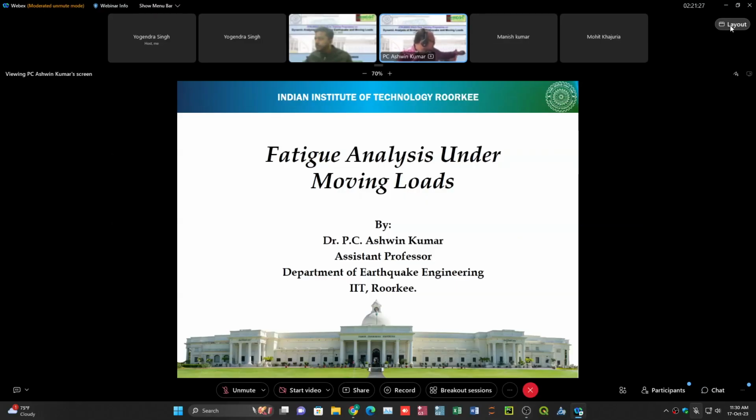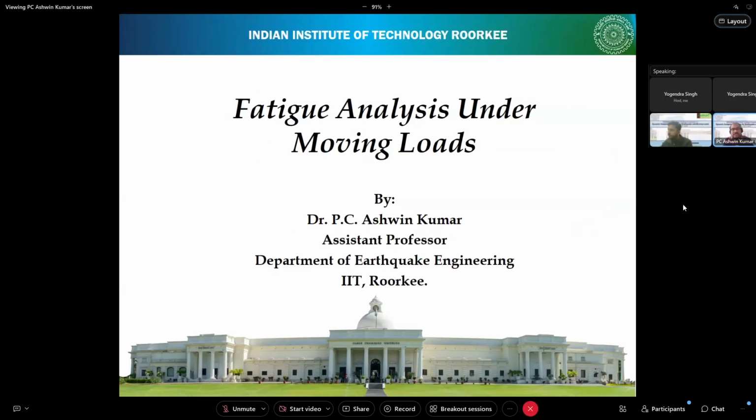In this lecture, we'll be looking at fatigue analysis under moving loads. Specifically, we'll be looking at steel bridges, what happens in terms of fatigue, how you assess the fatigue strength, what the available methods are, and how you distinguish the fatigue strength of a material. We'll look at small examples in terms of a gantry girder, to understand how you assess the fatigue strength in a simple problem.